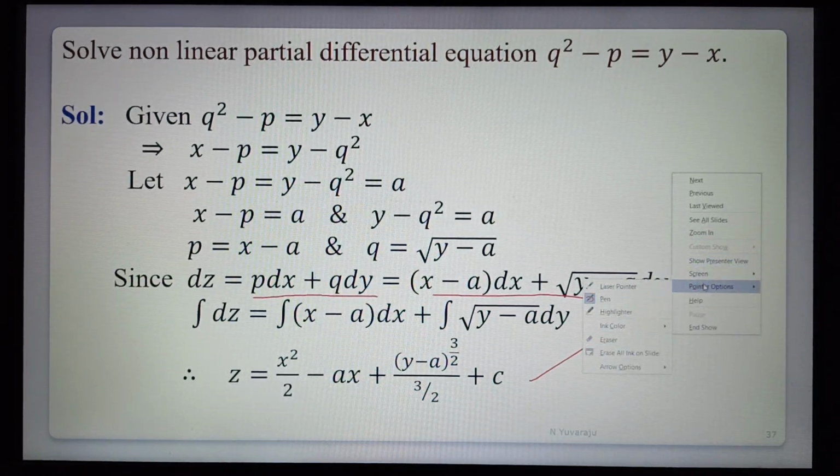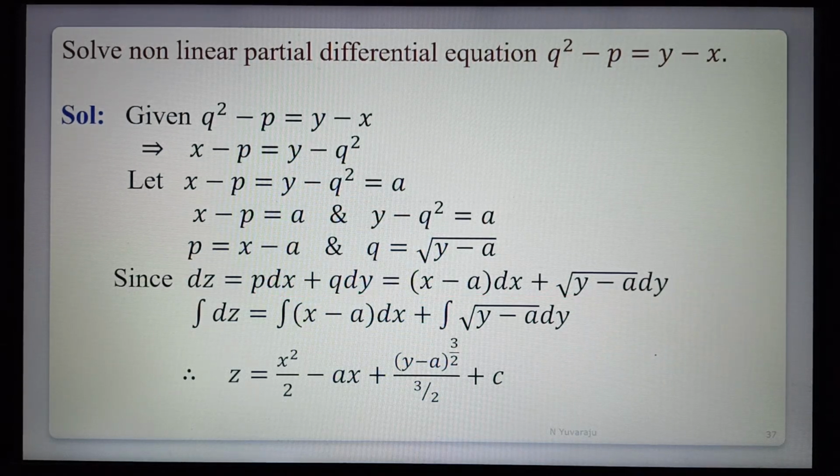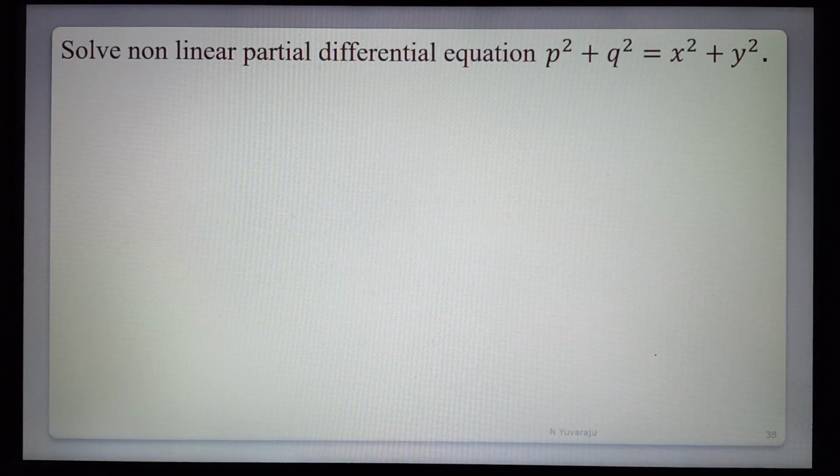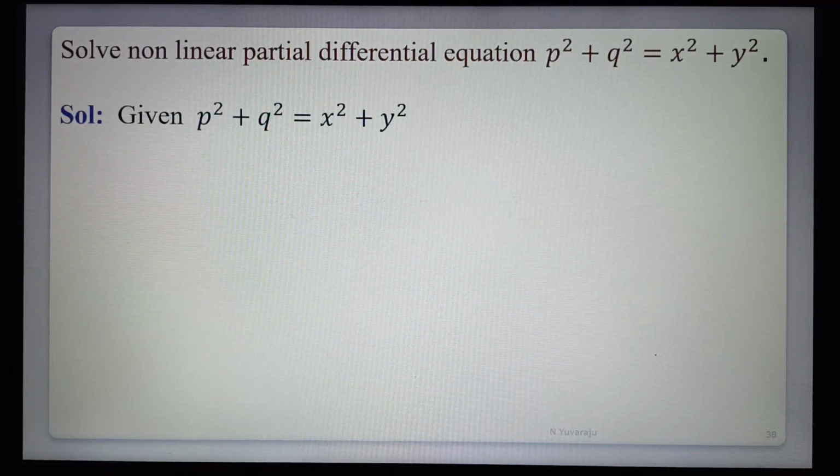So next example. Solve the non-linear partial differential equation p square plus q square is equal to x square plus y square. So clearly the equation contains p, q, x, y but not z, that is the standard form 3.